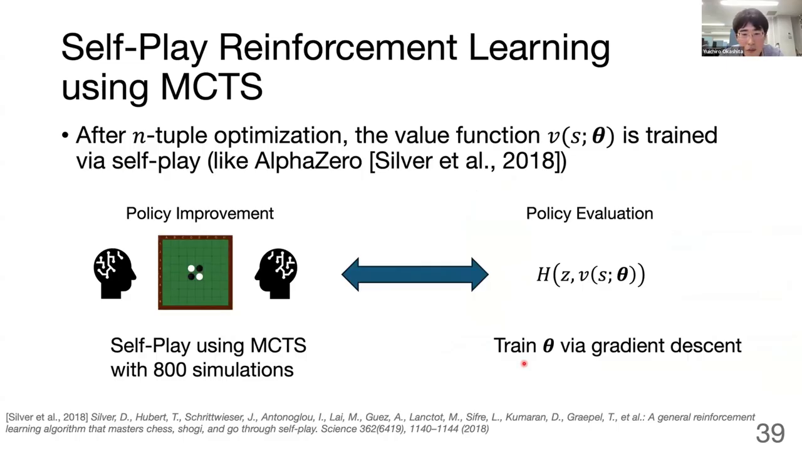The reinforcement learning process itself is similar to the one used in AlphaZero. It's an iterative loop consisting of two stages. First, we generate self-play data by playing games using MCTS. Next, we train the value function's weights on this data using gradient descent. This cycle of self-play and training is repeated several times to continually improve the policy. So now let's move on to the experimental results to see how our method performs.